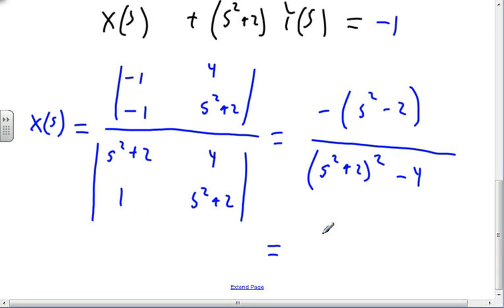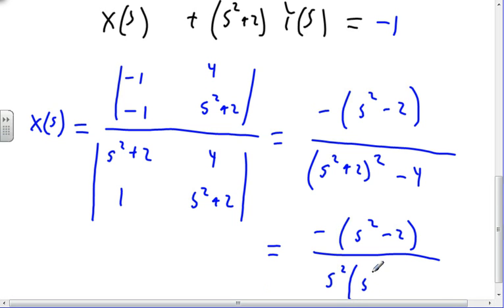So I have a minus s squared minus 2 divided by, this is s squared plus 4s plus 4, right? Plus 4 minus 4, so they go away. s squared times s squared plus 4. Okay, I hope that's right.